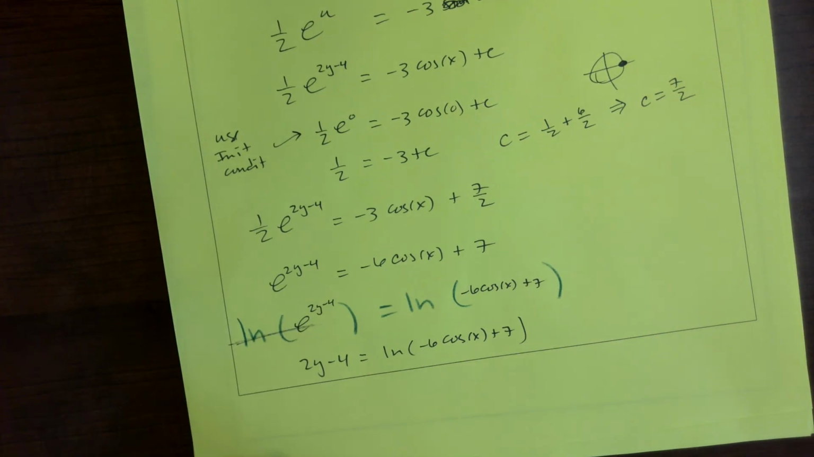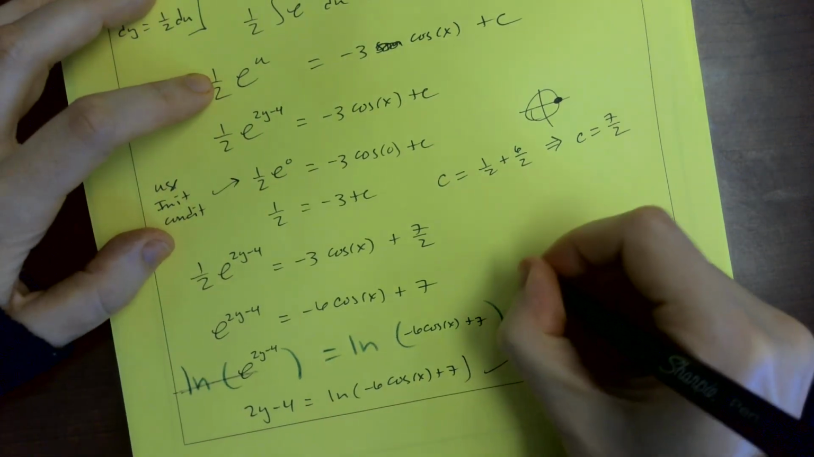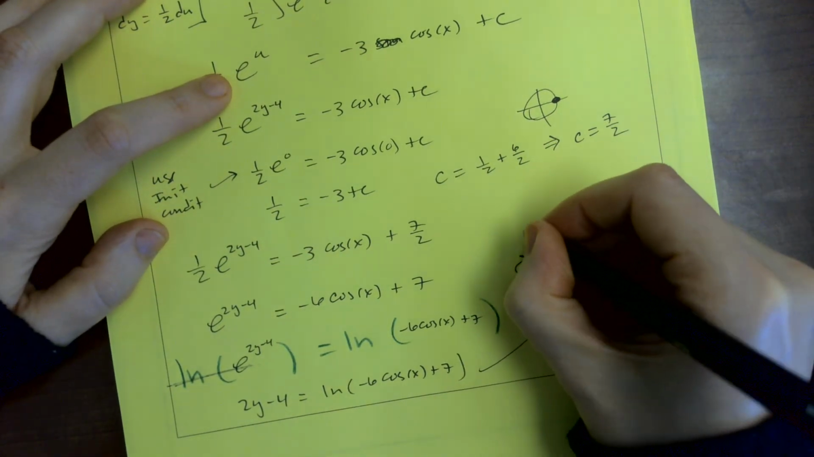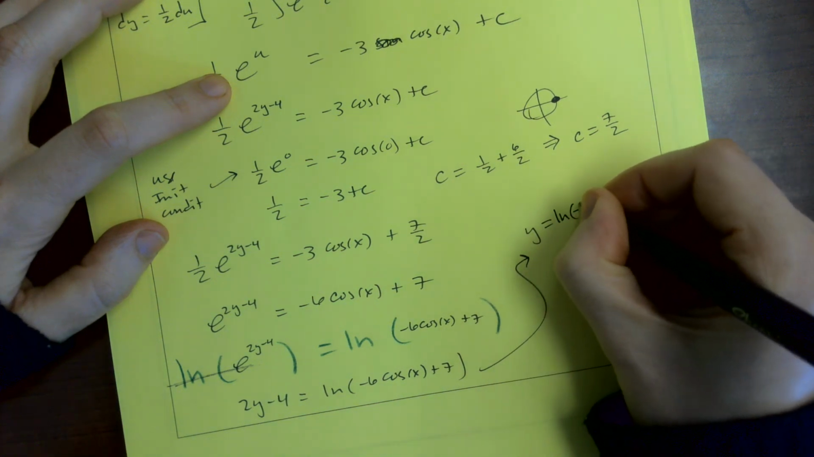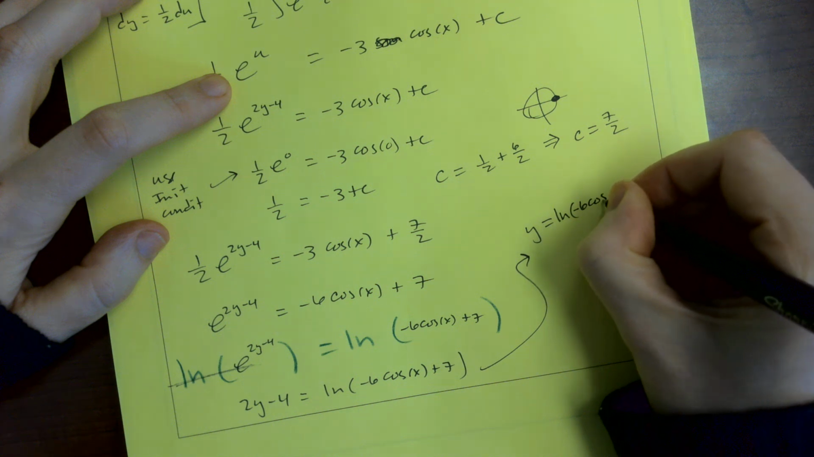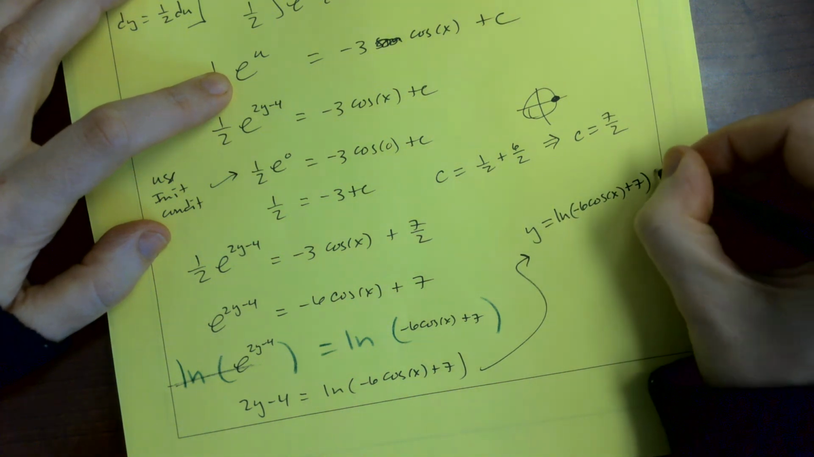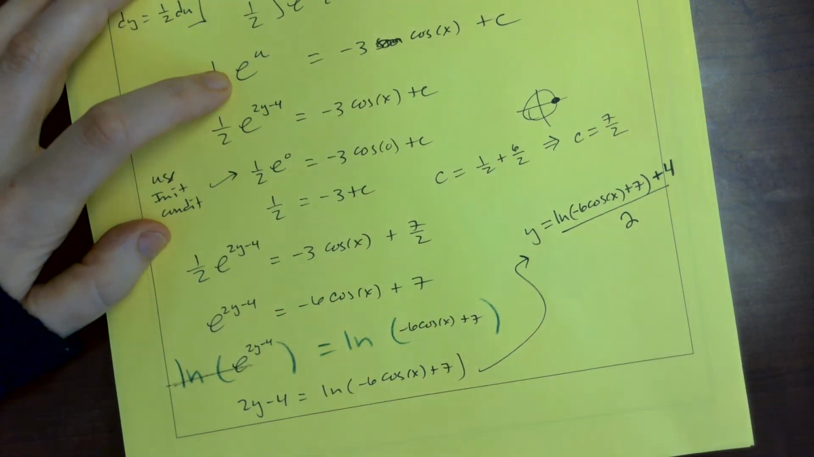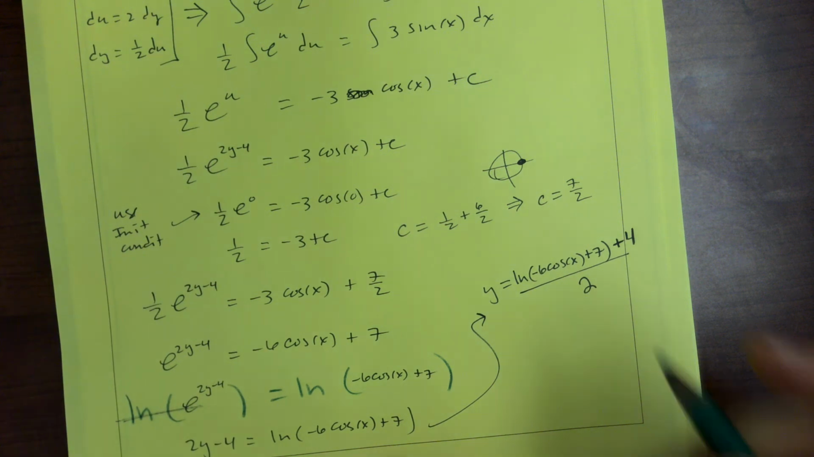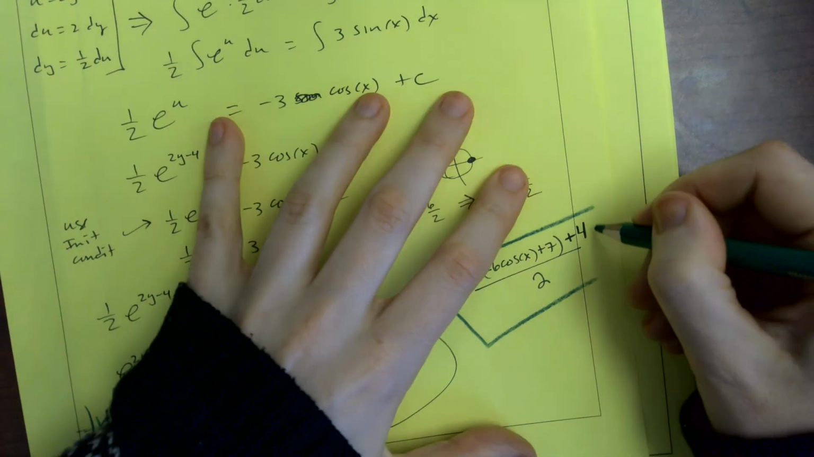Okay, and then I've got to add 4 and divide by 2. So y equals natural log of -6 cosine of x plus 7, plus 4, all over 2. And that is the answer right there. Okay.